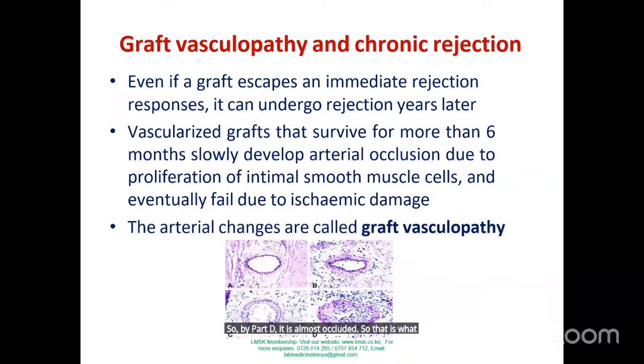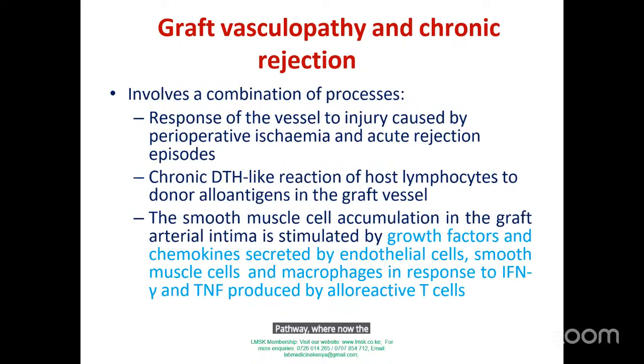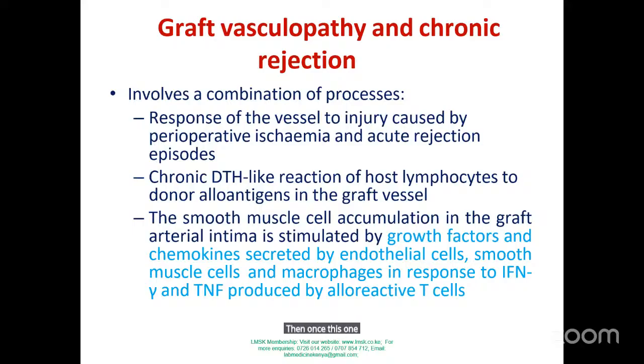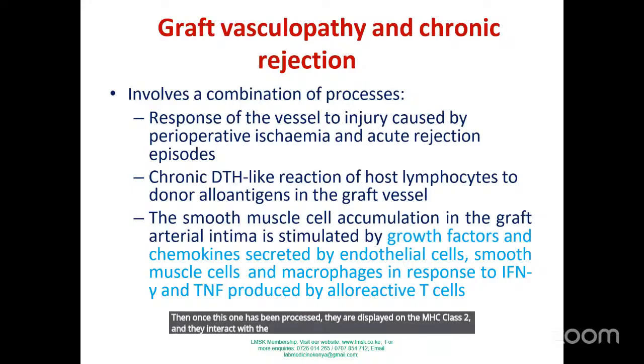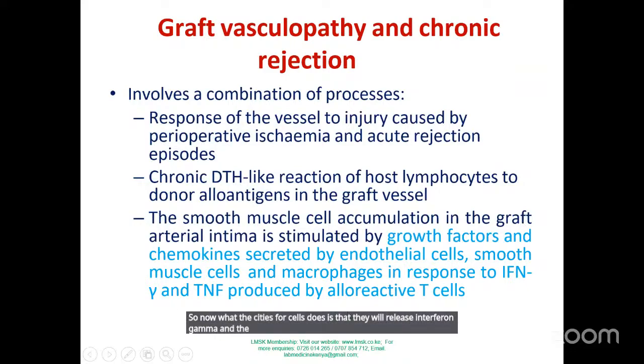And this one is mediated by the indirect pathway, where now the peptides of the allograft have to be processed by the recipient antigen presenting cell, that is the dendritic cells of the recipient. Then once this one has been processed, they are displayed on the MHC class 2 and interact with the CD4 cells. So now what the CD4 cells do is that they will release interferon gamma and the tumor necrotic factor produced by the alloreactive T cells.